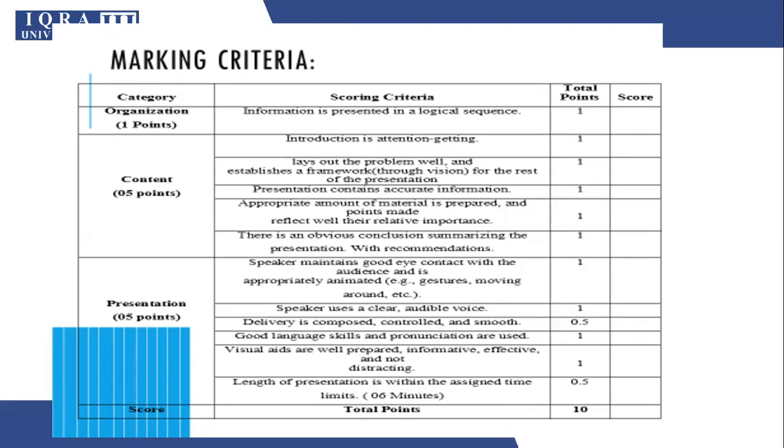Speaker maintains good eye contact with the audience and is appropriately animated. It means gestures, moving around, all these things, 1 mark. Speaker uses a clear, audible voice, 1 mark. Delivery is composed, controlled, and smooth, 0.5 mark. Good language skills and pronunciation are used, 1 mark. Visual aids are well prepared, informative, effective, and not distracting, 1 mark. Length of presentation is within the assigned time limit. Let's suppose it's 6 minutes, you have to wind up your whole presentation in 6 minutes. If it's so, you'll get 0.5 marks. The overall total is out of 10 marks. So this is how the presentation marks are distributed, right?